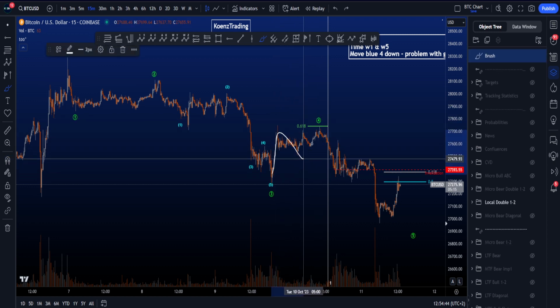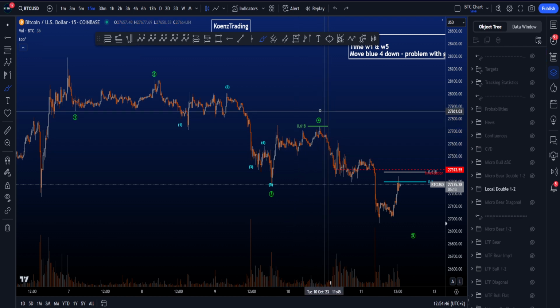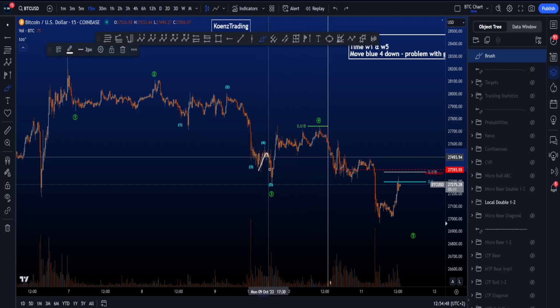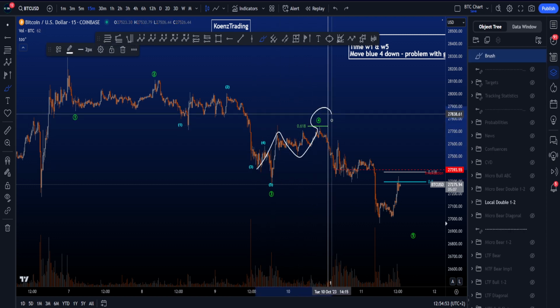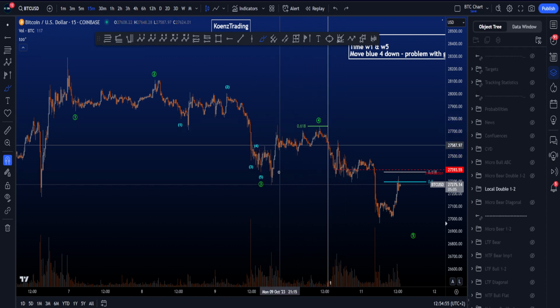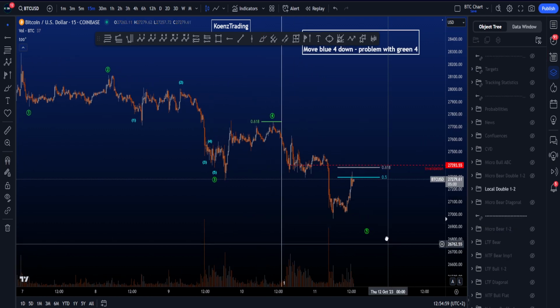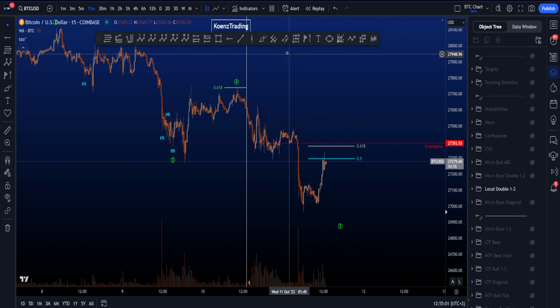So this cannot be an ABC zigzag structure for a wave 4. This looks better as a flat to start XY. So you have a WXY corrective structure in a 4, then you look for 5. But that means that this blue 4 is not looking nice at all. Another thing is that you want to see another low for 5.